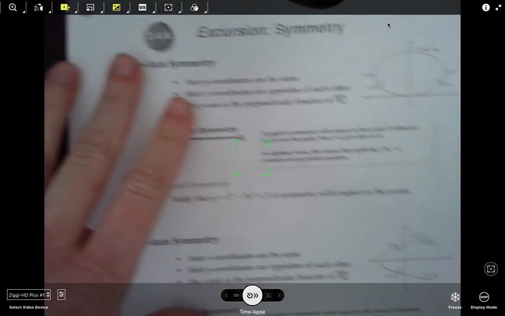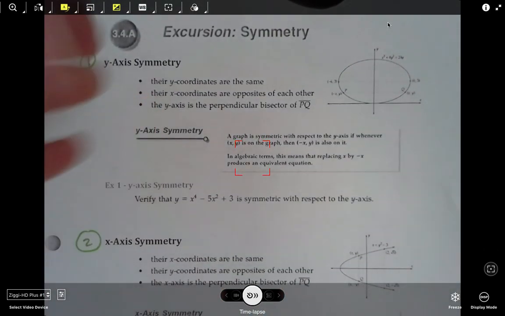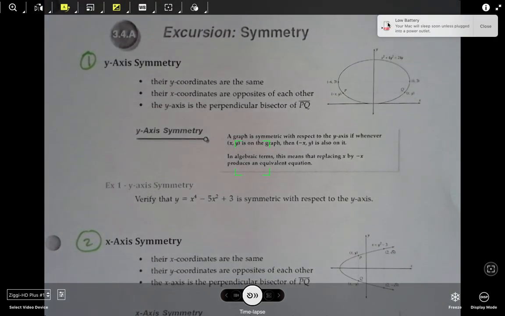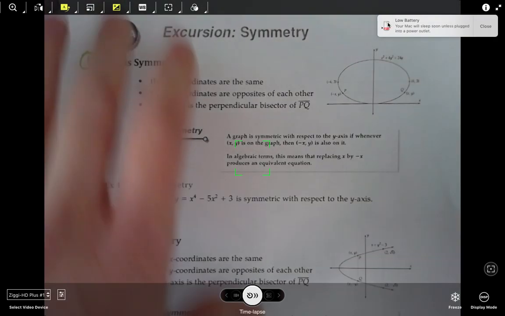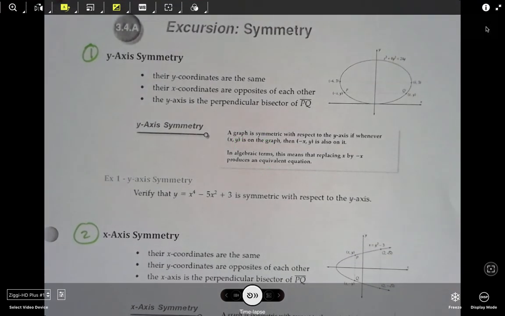So, if something is symmetric about the y-axis, like this circle is, or ellipse, I guess is what it is, it is symmetric about the y-axis.